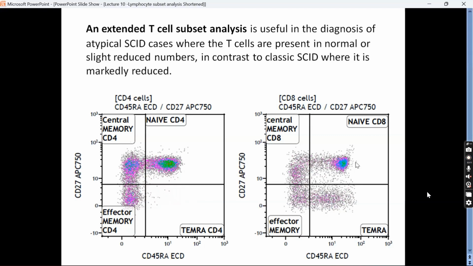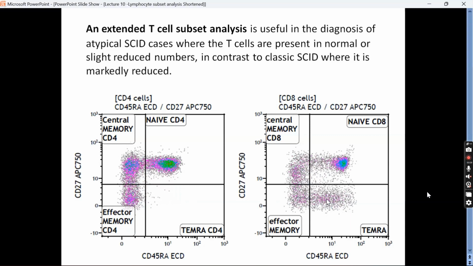Okay. Similarly for CD8 also, the same markers: RA expressing and 27 expressing is naive CD8 positive T cells. RA negative and 27 positive is central memory. RA negative and 27 negative is effector memory cells. So what is TEMRA CD4?